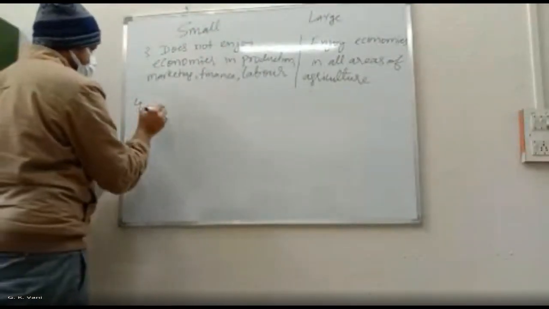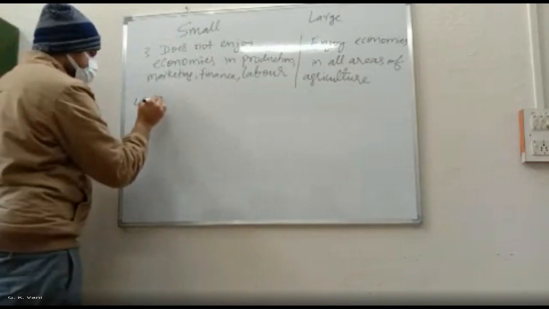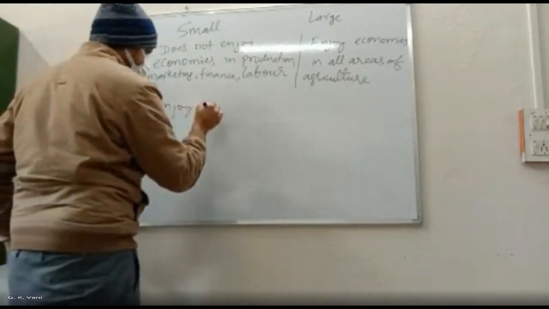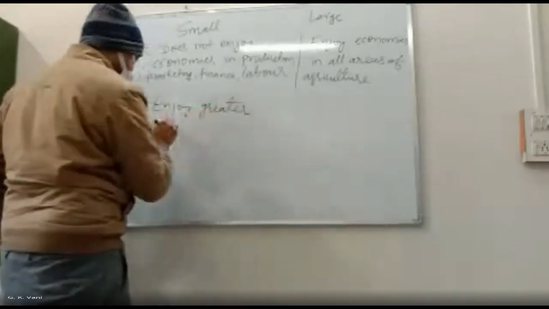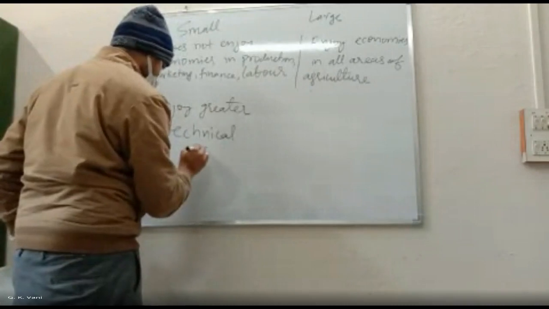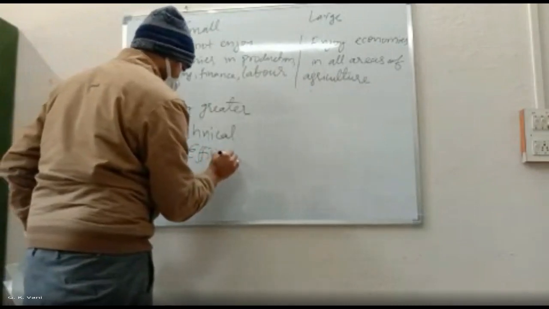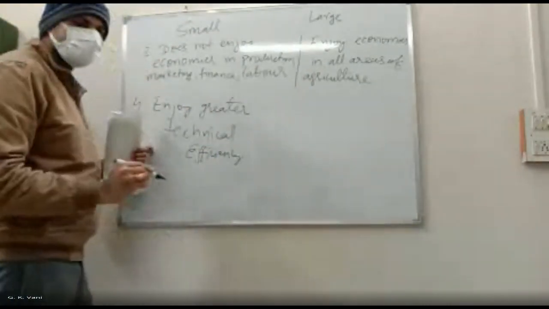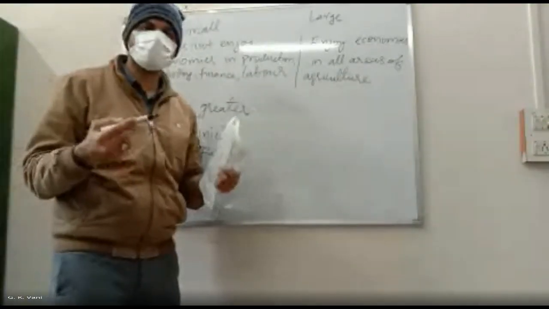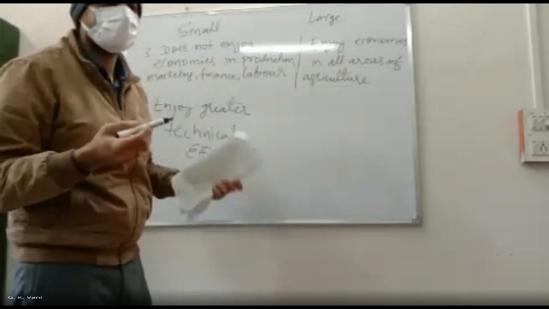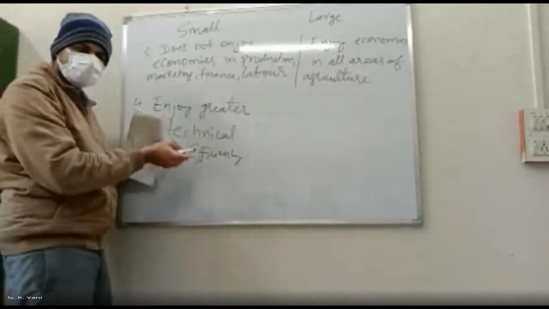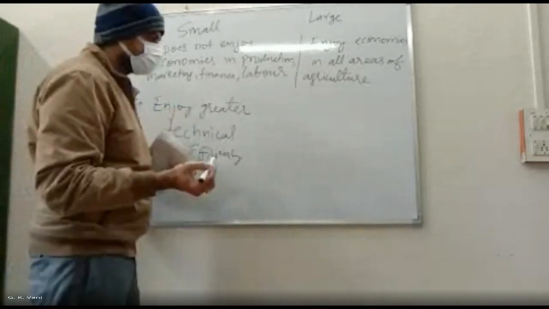Now, the next point is that these small farms enjoy greater technical efficiency. But what does greater technical efficiency mean? That with the same amount of resources, they are able to get more output. We'll learn more about it in the next lectures.